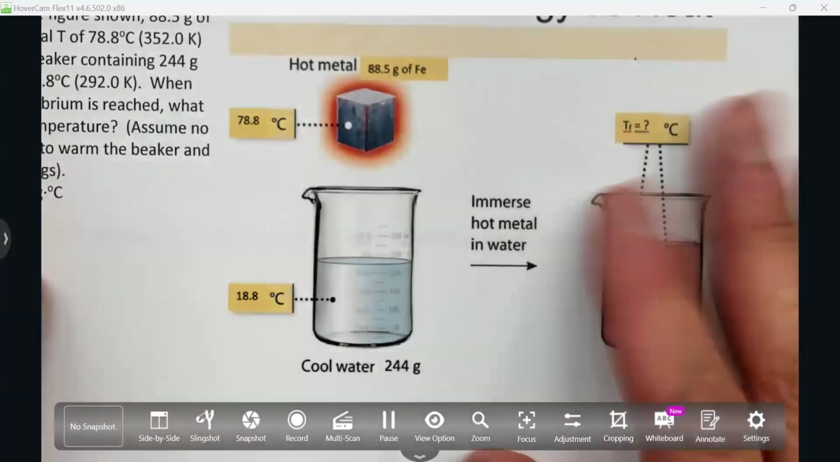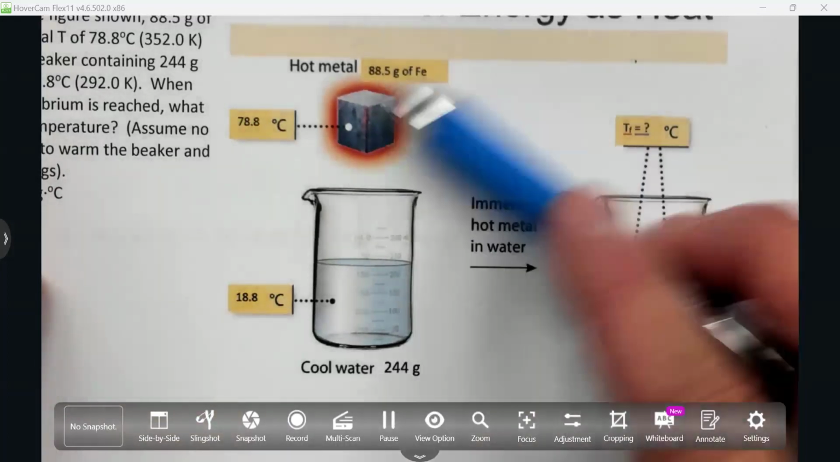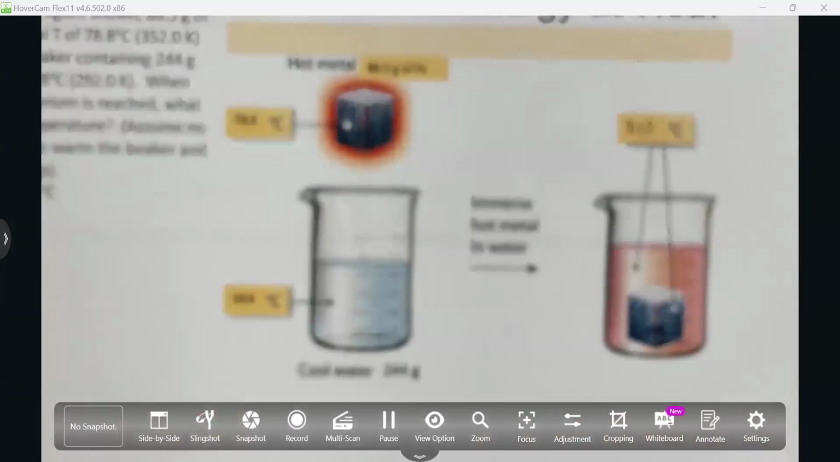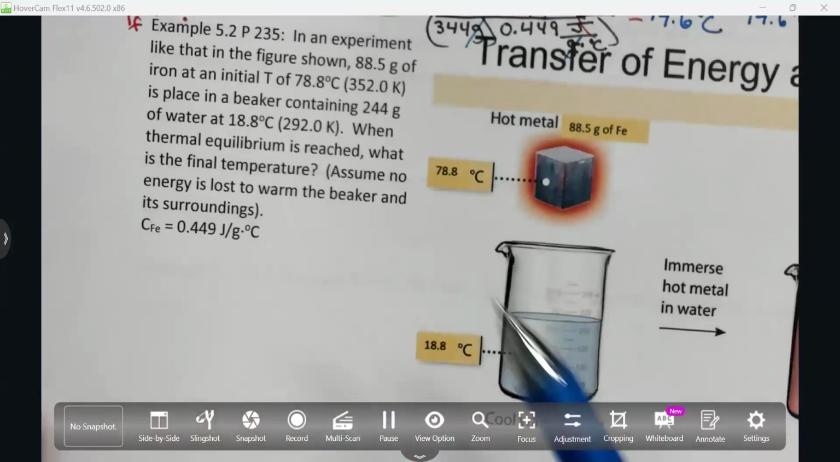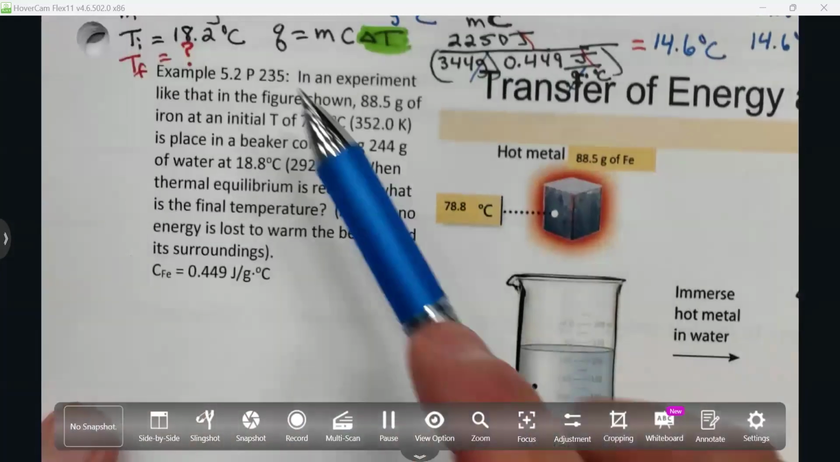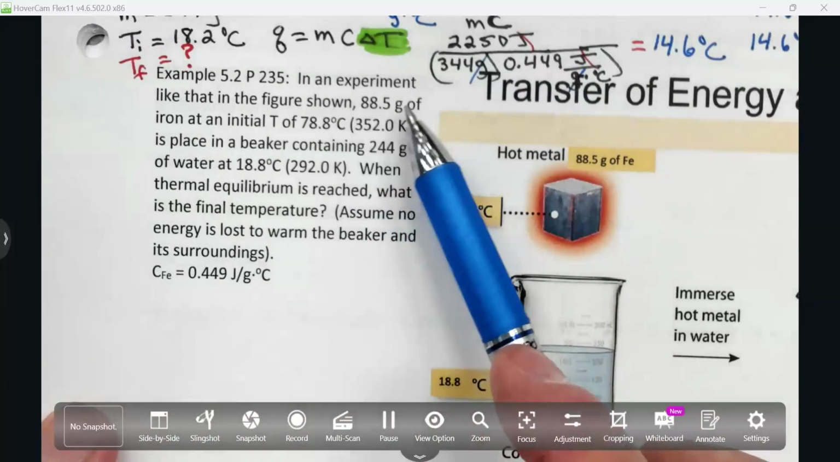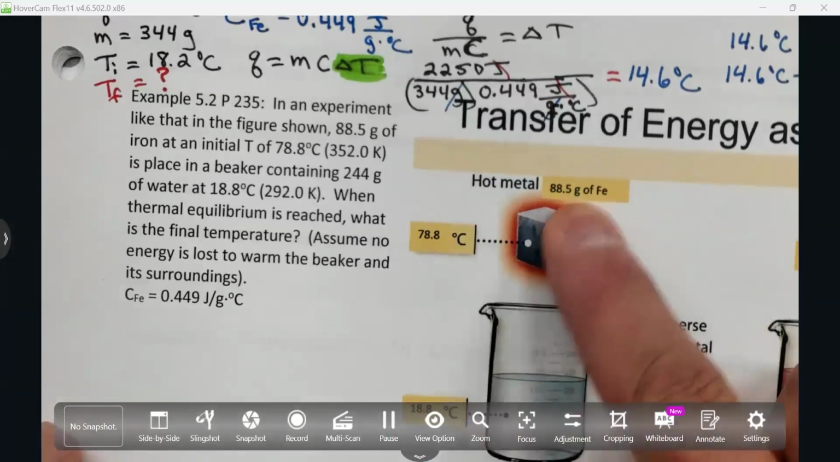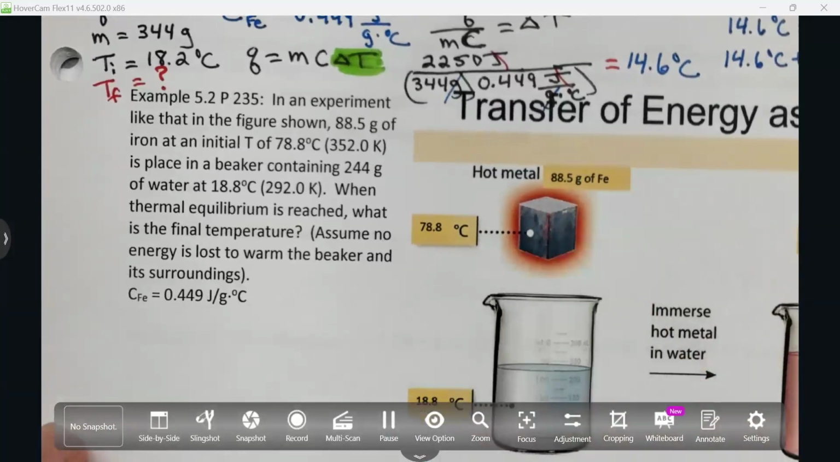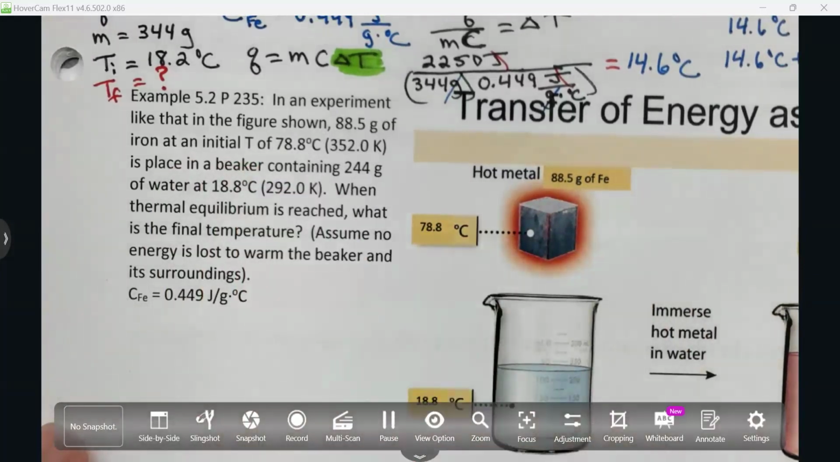So I've got a good question here. I've got a good diagram with it. I've modified this and put text boxes over this, so this perfectly matches the problem for the book. Okay. So here's what we've got. In an experiment like that in the figure shown, 88.5 grams of iron at an initial temperature of 78.8.